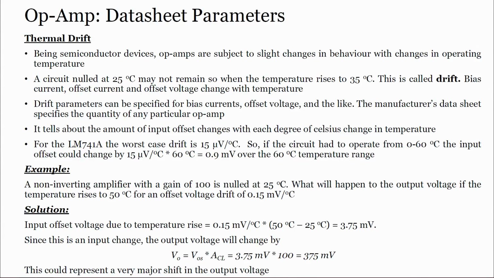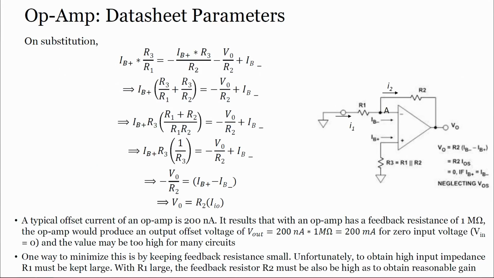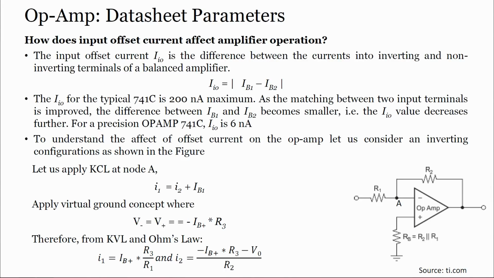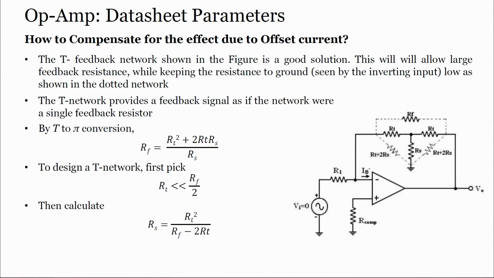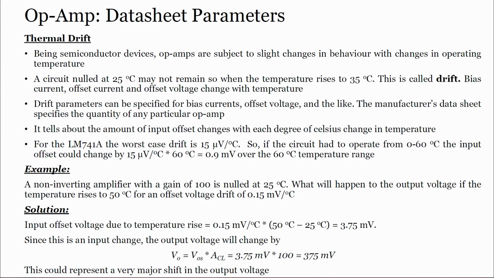Then the next example is thermal drift. These are all data sheet parameters, by the way. So when you see input offset current, input bias current, input offset voltage, CMRR, these are all data sheet parameters. Okay. So, just look at thermal drift.